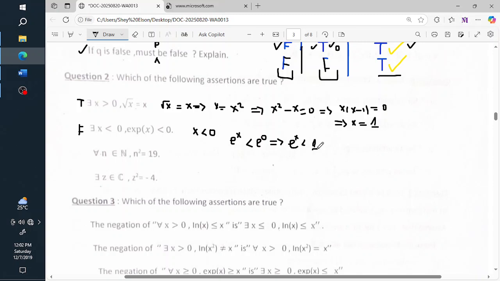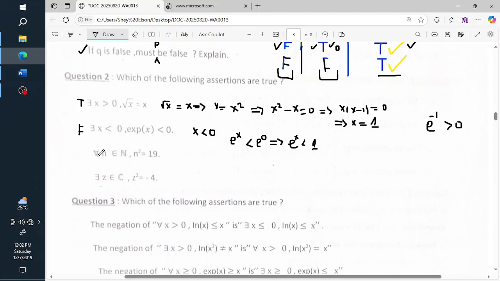So the second assertion is false, which is saying that there exists an x less than 0 that makes the exponential of x less than 0. For any value, even if the value is negative, if you take e and raise it to a negative number, maybe -1, the result will always be positive. So there is no value of x that will make the exponential function negative. So this assertion is false.